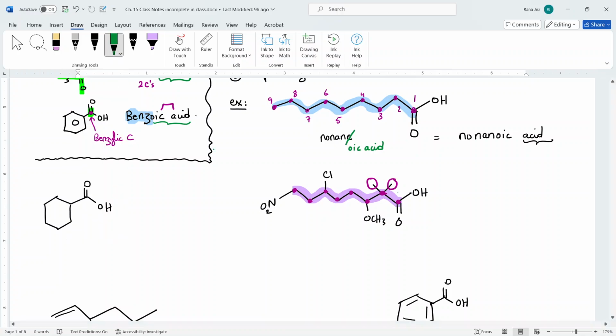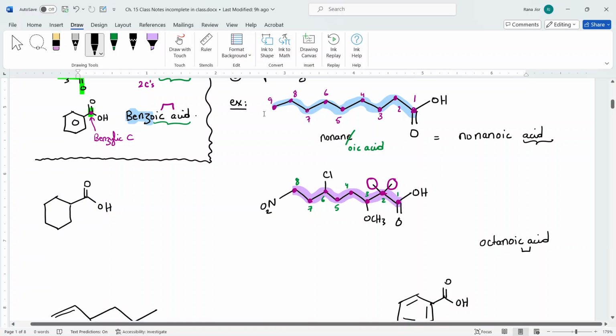Okay, so I'm going to start with the acid. This is carbon 1, 2, 3, 4, 5, 6, 7, and 8. This is a chain of octane, so it's going to be octanoic acid. So we're going to put it at the end. So it's an octanoic acid. Okay, again, there is a space between the oic and the acid. And now I'm going to start giving my substituents numbers and arranging them in alphabetical order.